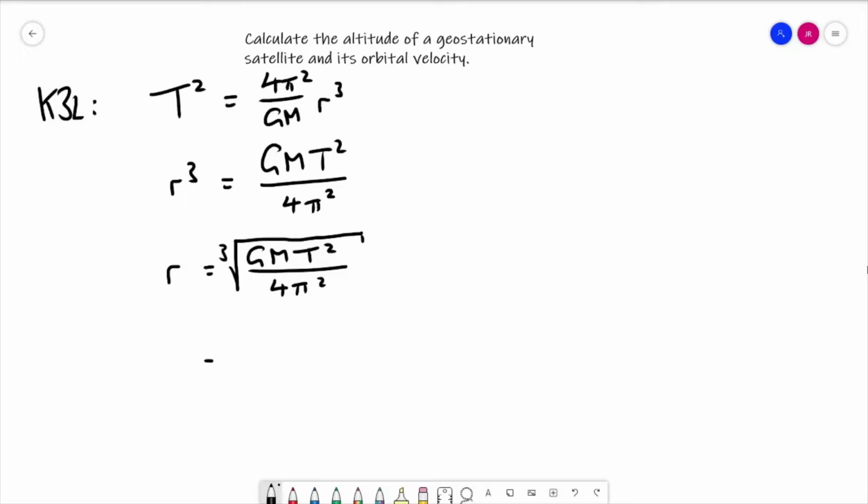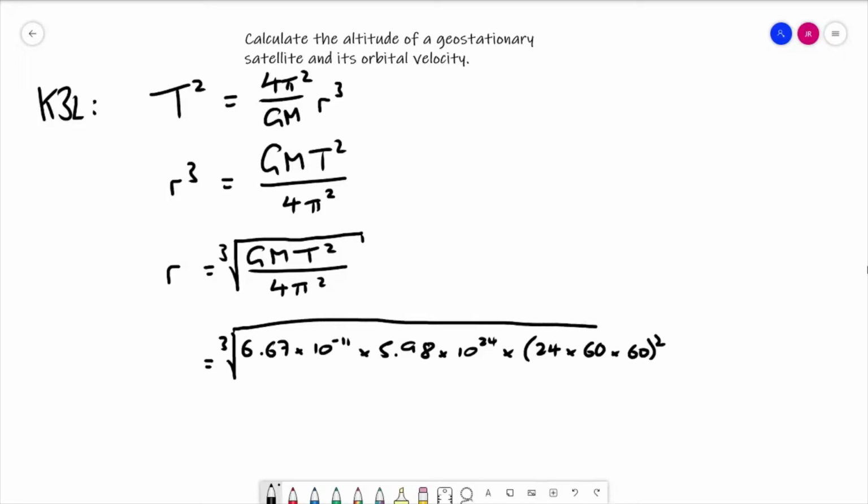Now, of course, we can start to plug some numbers in at that point. So G is 6.67 times 10 to the minus 11. Mass of the Earth, 5.98 times 10 to the 24 kilograms. And then for the time period, we'll just take 24 hours. Obviously, we need to multiply that by 60 and by 60 again, and remember to square it. And then all of that will be divided by 4 pi squared.